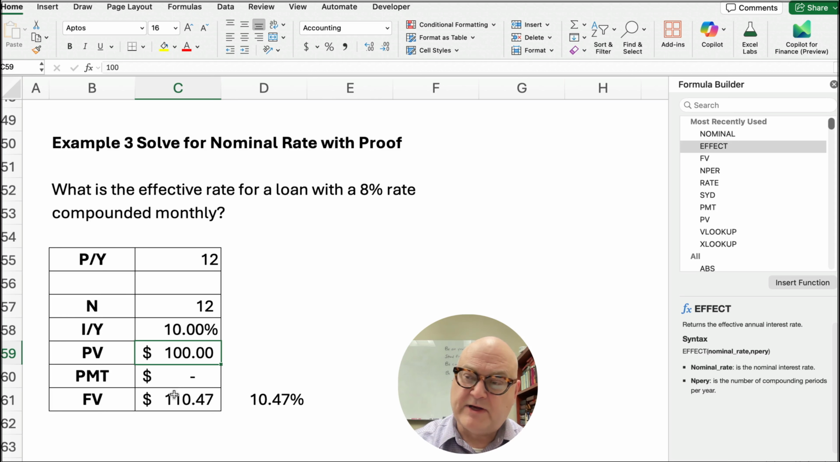because you want to make sure you know which one's effective, or EAR, which one's nominal or APR.